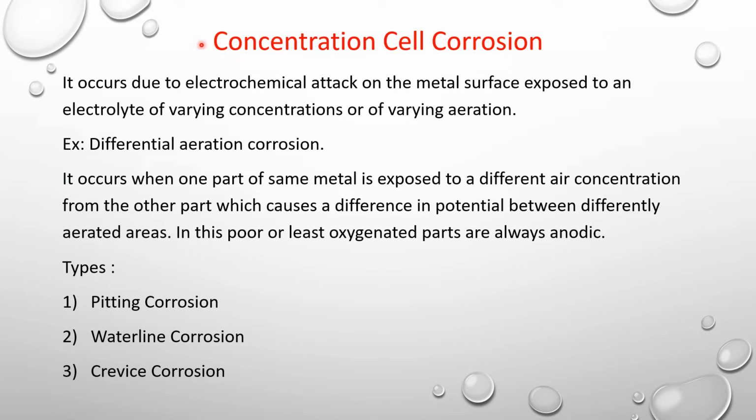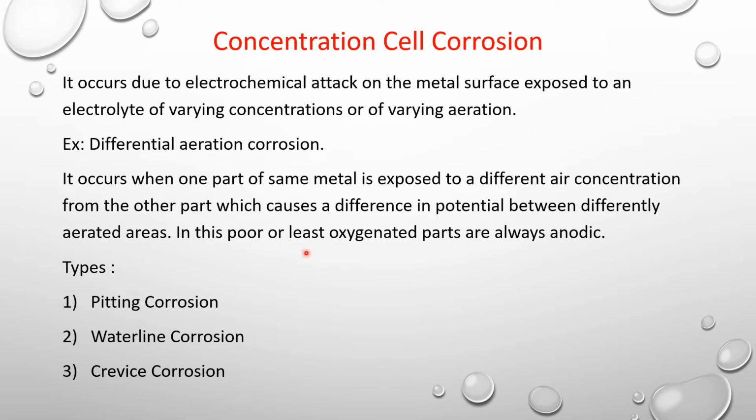Now here in the next part of this chapter we are going to study the different examples of concentration cell corrosion, which occurs due to the electrochemical attack on the metal surface exposed to an electrolyte of varying concentrations or of varying aeration. As we know, differential aeration corrosion is the most common example of concentration cell corrosion. It occurs when one part of the same metal is exposed to a different air concentration from the other part, which causes a difference in potential between differently aerated areas.